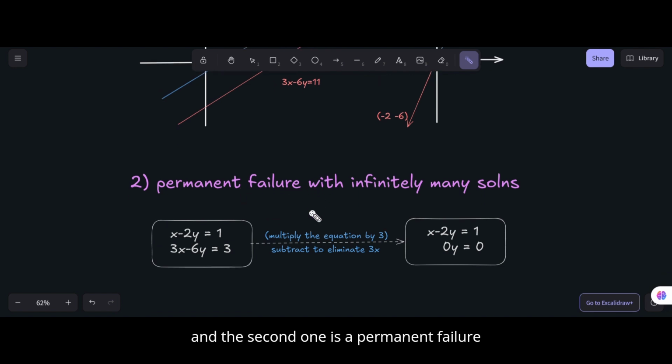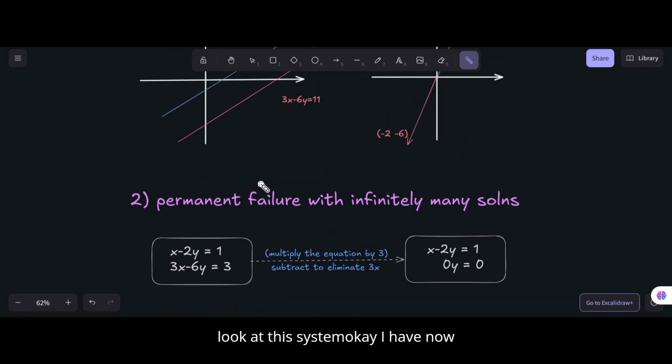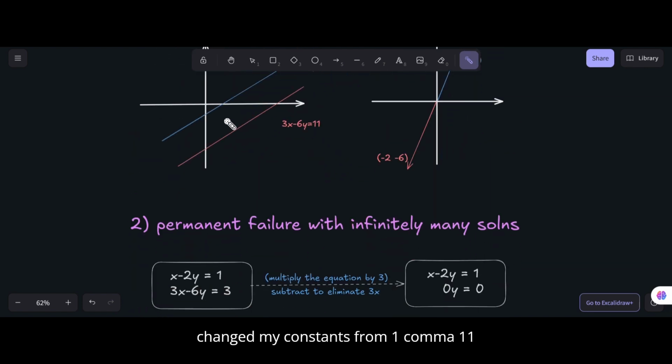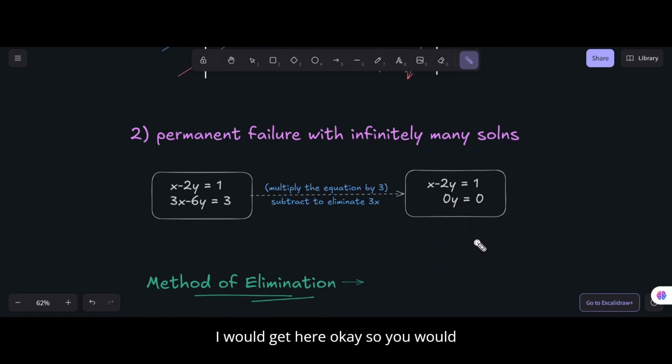Okay, and the second one is a permanent failure with infinitely many solutions. So if I look at this system, I have now changed my constants from 1 comma 11 to 1 comma 3. Now if I resolve this using elimination, I would get here. You would realize here that every value of y satisfies this equation. So this has infinitely many solutions, because I can put any value of y here, and for the y there is a corresponding x value that could be computed from the above equation. So this system has infinitely many solutions.